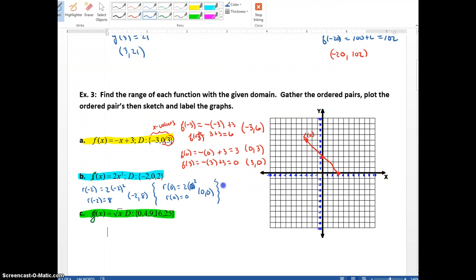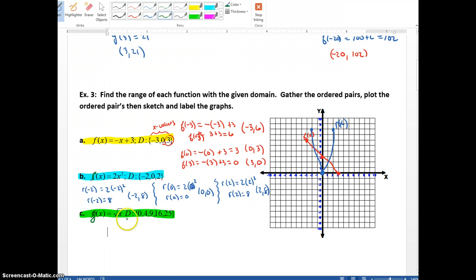And finally, I'm going to evaluate r of 2. 2 times 2 squared. R of 2 gives me 2 squared is 4 times 2 is 8. My ordered pair here, 2, 8. So now when I plot these points, negative 2, 8, then 0, 0, then 2, 8, and now if I connect these, I get something that looks like that. Now I can name this function r of x, so I know which equation it goes with. And finally, I have g of x.